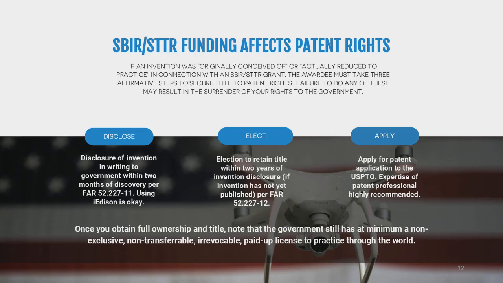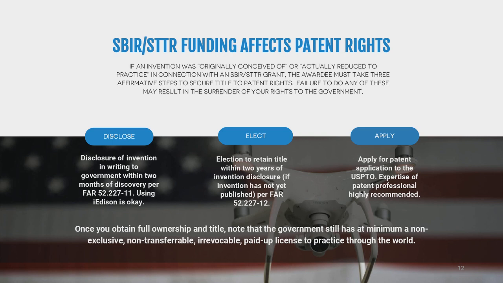Now, because many of you are government contractors or SBIR, STTR awardees or participants, you will have received funding from the government. Government funding affects the typical process of how you would get a patent and how the particular rights are apportioned. For all SBIR and STTR participants, if an invention was originally conceived or actually reduced to practice in connection with government grant or funding, there are 3 steps that you must take in order to secure patent ownership rights.